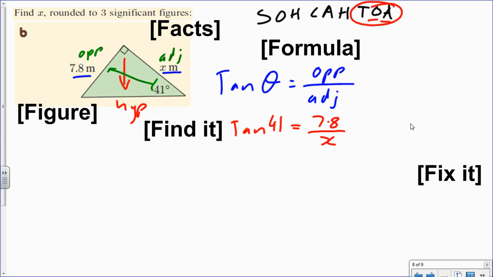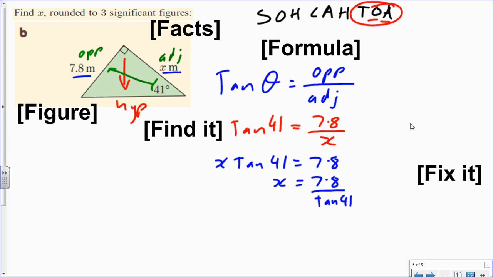What's the opposite of dividing by x? The opposite of dividing by x is timesing by x. So we're going to have x tan 41 equals 7.8. What's the opposite of timesing by tan 41? It's going to be dividing. So I've got x equals 7.8 divided by tan 41.